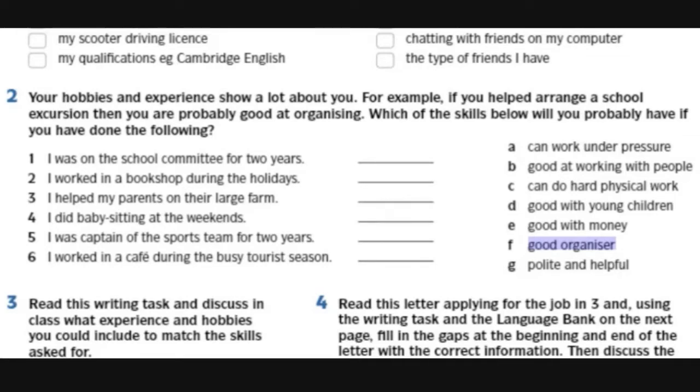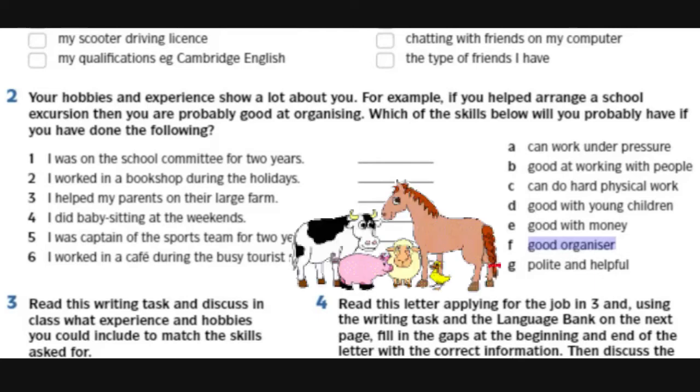Other than that, good with money. Yes. When you collect money at the cashier, you have to be good at calculating. You cannot give the wrong change to the customer, right? Be also good at working with people, correct? Now number three, I help my parents on their large farm. What do you think? You're working on a large farm for your parents. What are the skills you need? Can work under pressure. Looks like you are very stressed working with your parents, right?